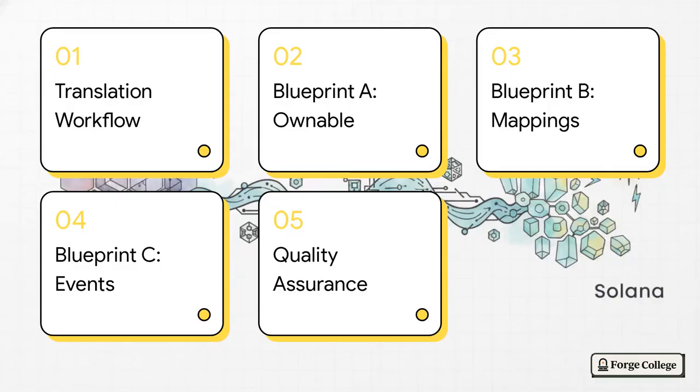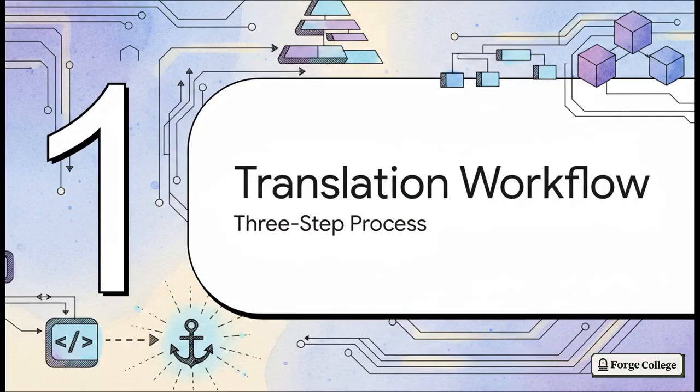All right, let's take a quick look at our workbench agenda for today. First, we'll review our translation workflow. Then we dive into Blueprint A, which is the Ownable pattern. After that, Blueprint B covering mappings, and Blueprint C for events and errors. Finally, we'll wrap up with a quality assurance checklist. Let's get to it. Starting off with Section 1, Translation Workflow.